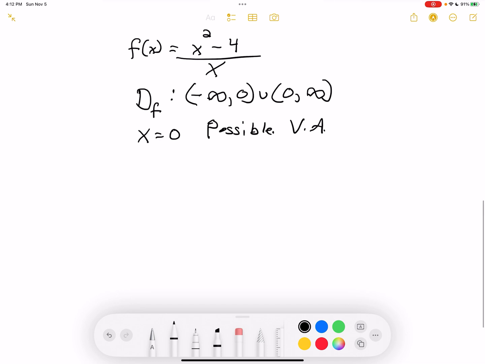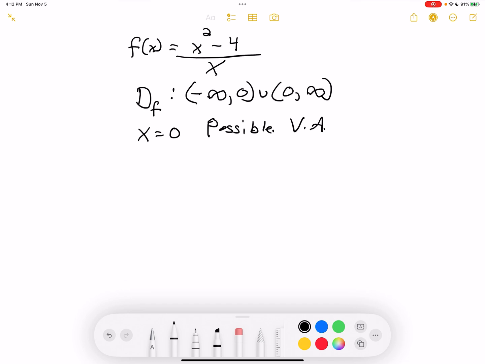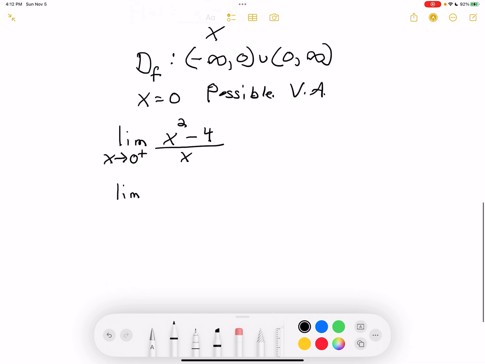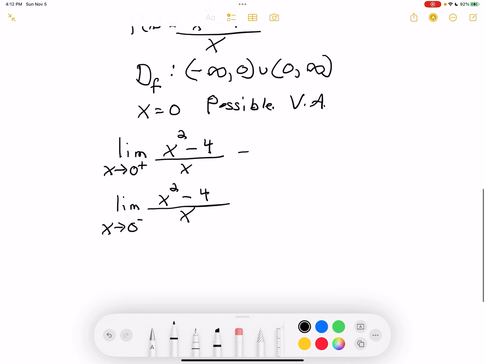Now we don't know for sure yet, and to find out for sure, we're going to do the same technique and take the limit of f of x as x approaches that possible vertical asymptote. So in this case, it's 0, and we'll do it from the right, and we'll do it from the left. So let's do the limit as x approaches 0 from the right first.